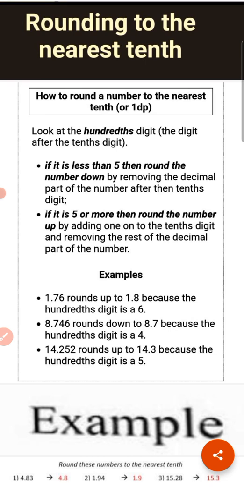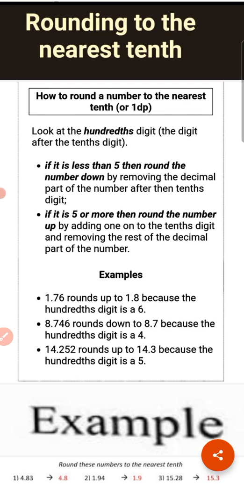To round a decimal number to the nearest tenth: the tenth place is the first place after the decimal point. It is also known as one decimal place. Rounding a number to the nearest tenth means 1 DP. DP means decimal place, the short form of decimal place.